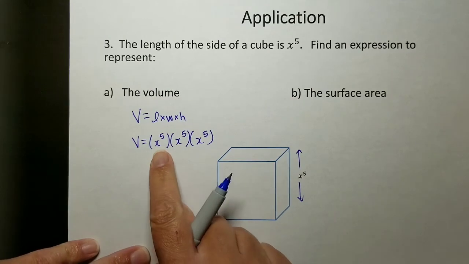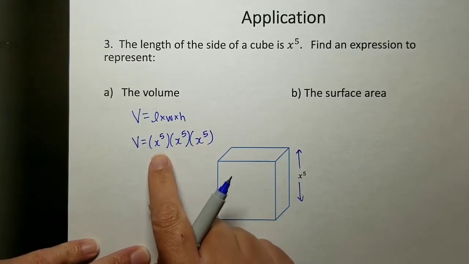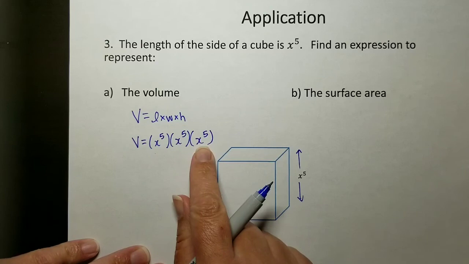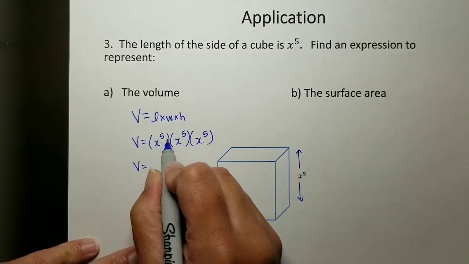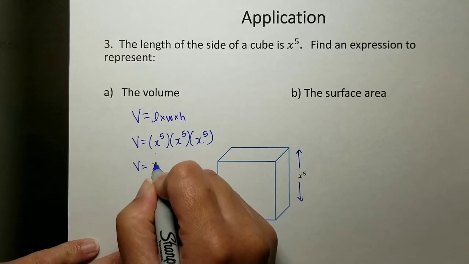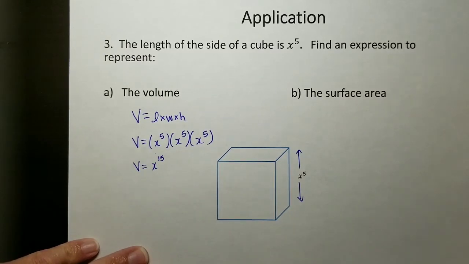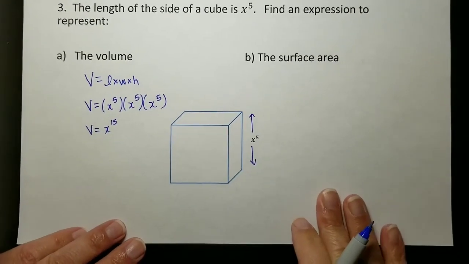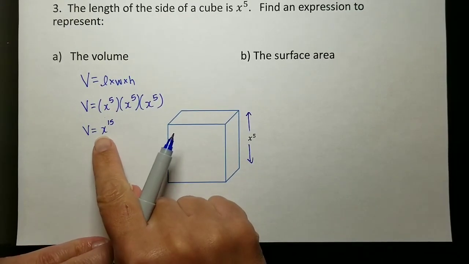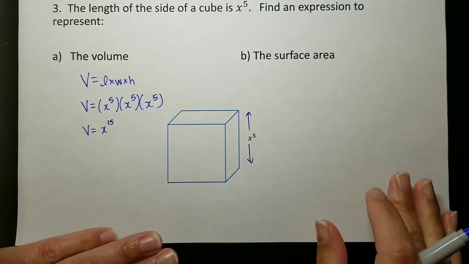So we know from our exponent rules, here we're multiplying different terms with the same base. The rule for multiplying is that we add up those exponents. So we get x to the 15. That's a simplified expression for the volume for this cube.